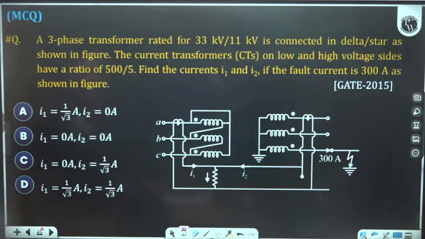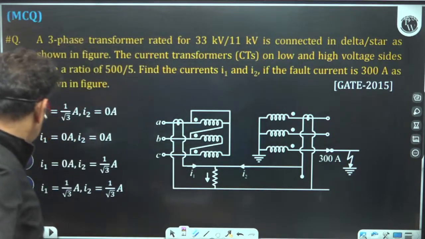Okay, this question. A three-phase transformer rated 33/11 kV is connected in delta and star as shown in the figure. The current transformers on the low and high voltage side have a ratio of 500 by 5. Find the value of currents I1 and I2 if the fault current is 300 ampere.